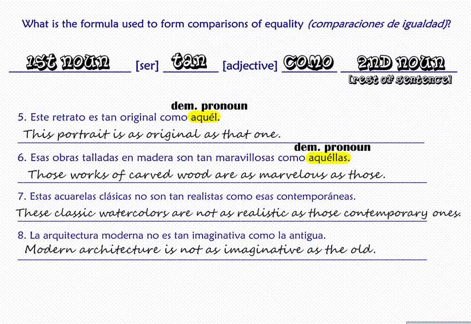Numbers 7 and 8 show that you can also use a demonstrative adjective or a definite article, el, la, los, or las, along with an adjective phrase to avoid repetition as well. So the second sentence would be translated, these classic watercolors are not as realistic as those contemporary ones. Got it. Is that it? Not quite. Time for the second video, los superlativos.